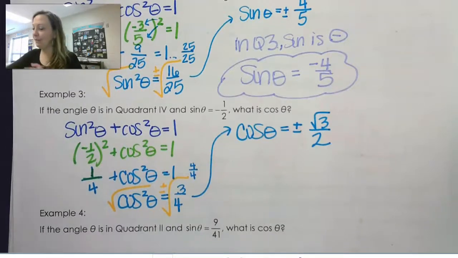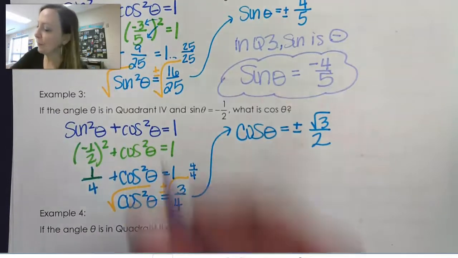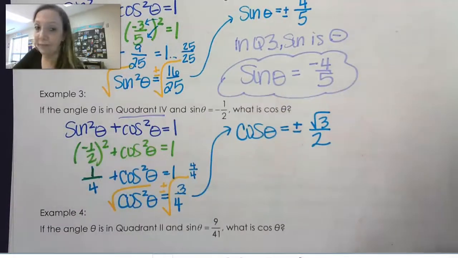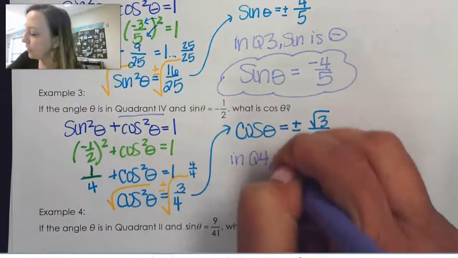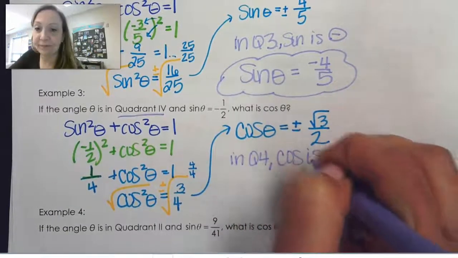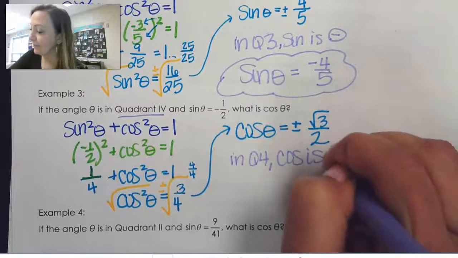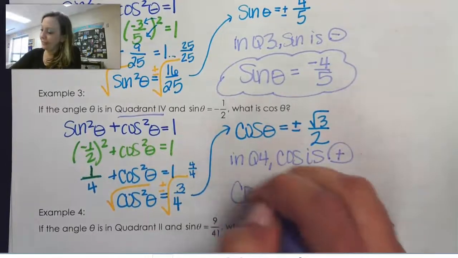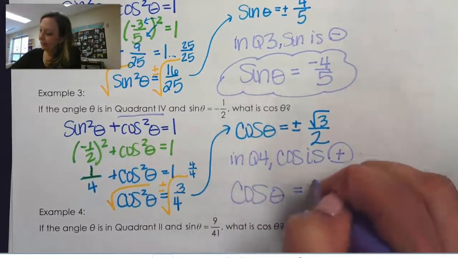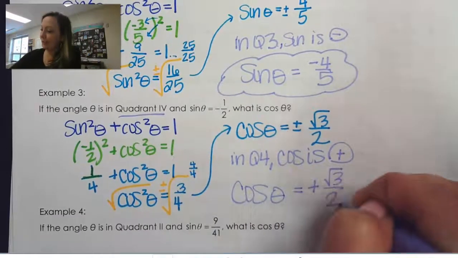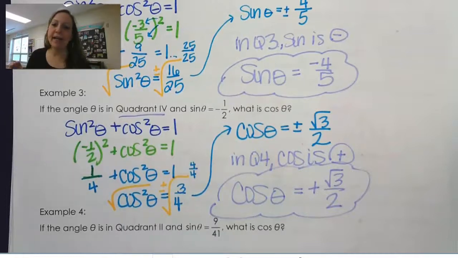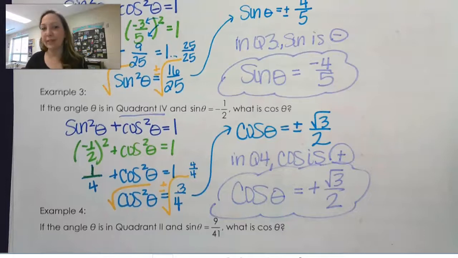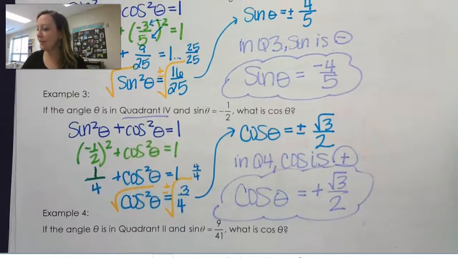So now we're going to think about the quadrant. And notice that we're here in quadrant 4 for this question. So in quadrant 4, cosine has what sign? It is positive. So what we'll choose is that cosine theta is going to be positive root 3 over 2. And again, I don't need to see the plus sign. I'm just being dramatic, but it does show that we've thought about it and what the sign should be.